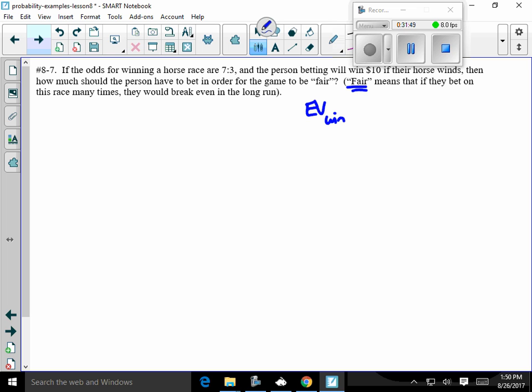So, what do we have here? We don't really have a standardized distribution, right? This is not the same probability every time and things like that. It's just that we're told that the odds to win are 7 to 3. So if I wanted to convert that to the probability of winning, that means we'll win 7 times out of a total of 10 times, because the 7 is wins and the 3 is losses.